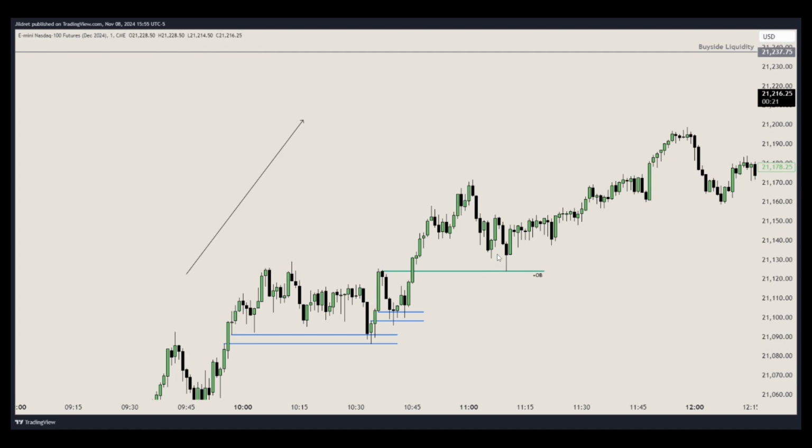Find that in your textbooks. Find that in Elliott wave or your trend line theories. You will not find it, because the smart money concept is the only way the market functions. Price is continuously grinding higher, drawing up towards this buy side liquidity.